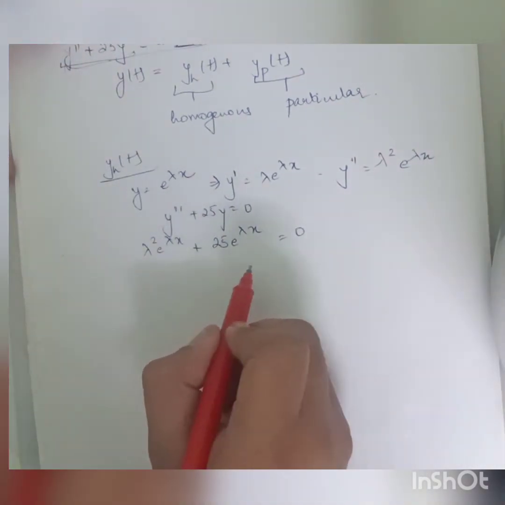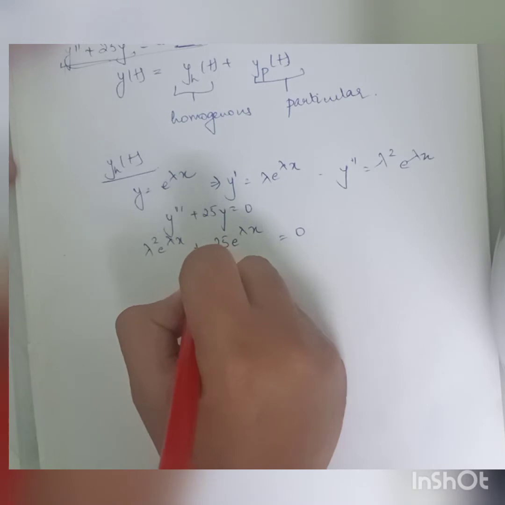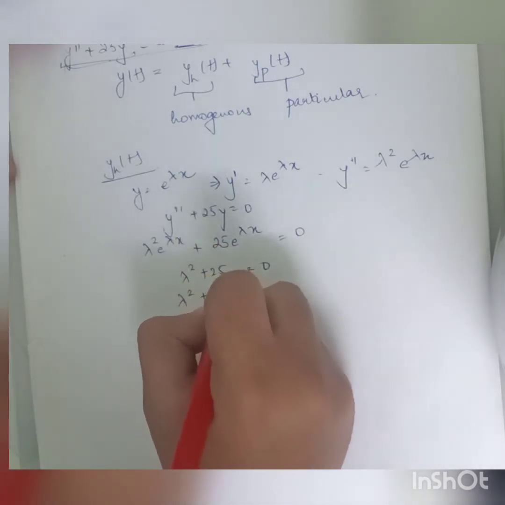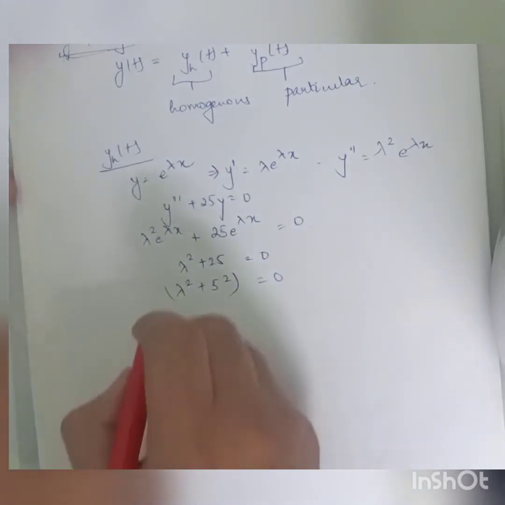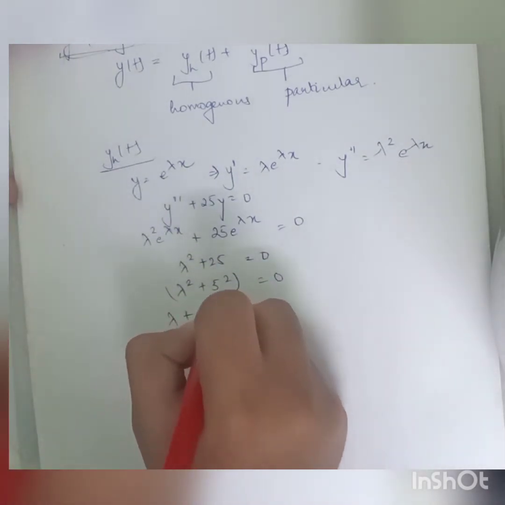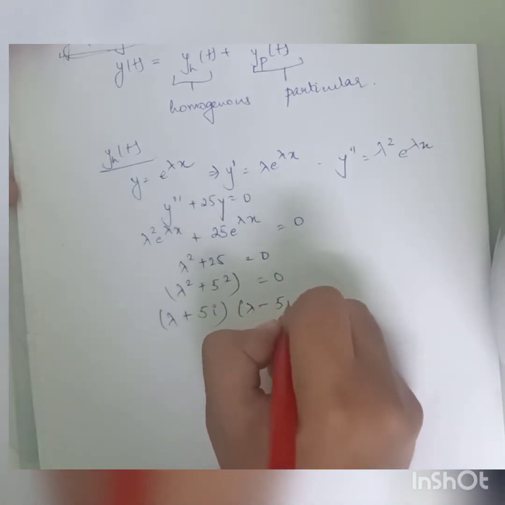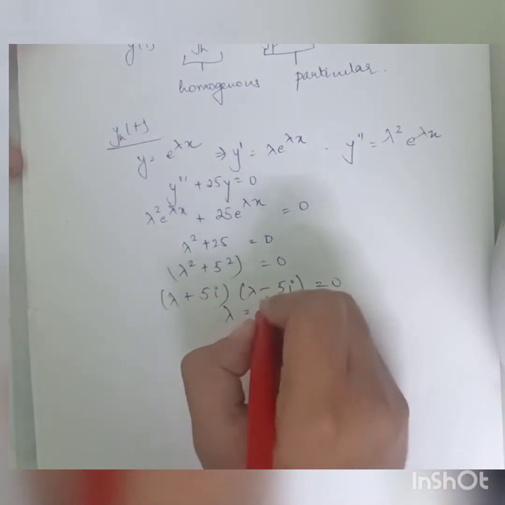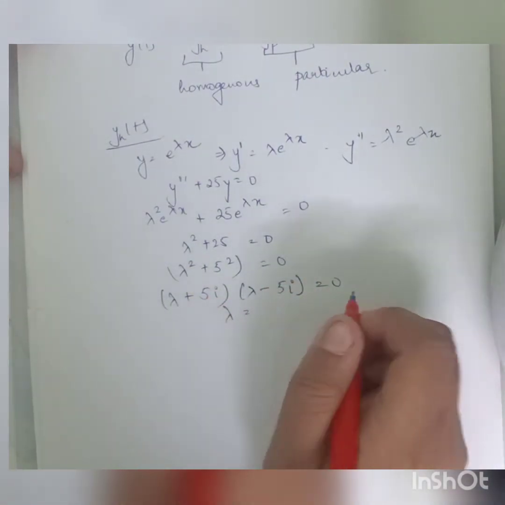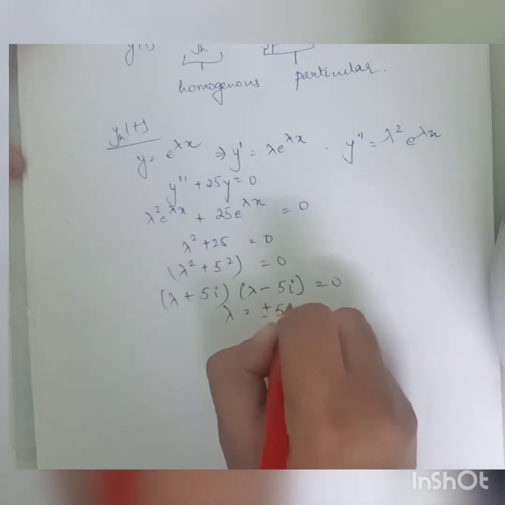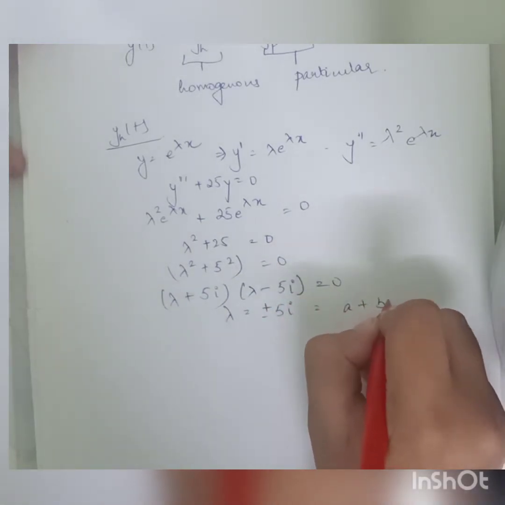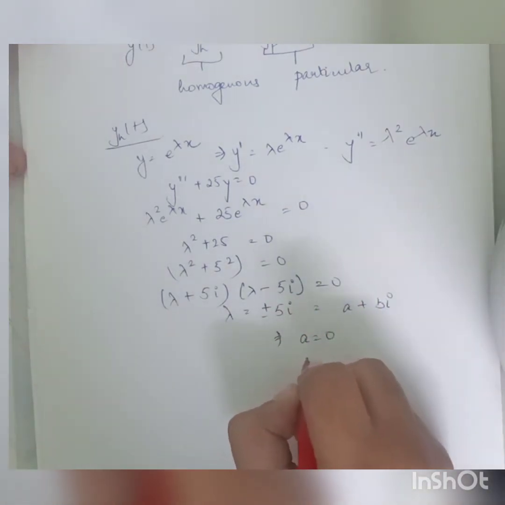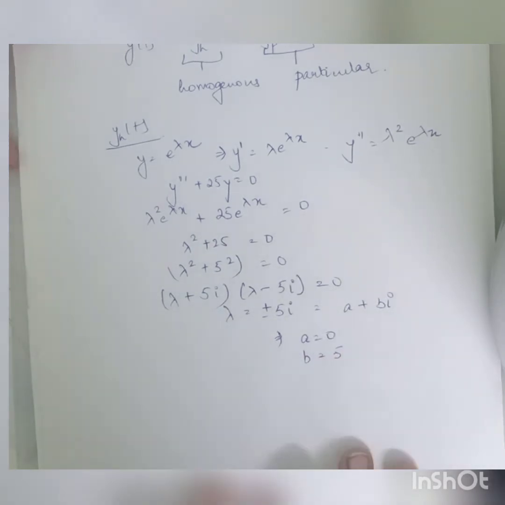We take e to the lambda x common, and we get lambda square plus 25 is equal to 0. This can be written as lambda square plus 5 square is equal to 0. This implies lambda plus 5i, lambda minus 5i is equal to 0. So lambda is equal to plus or minus 5i, which can be written in the general form a plus ib, that is, a is equal to 0 and b is equal to 5.